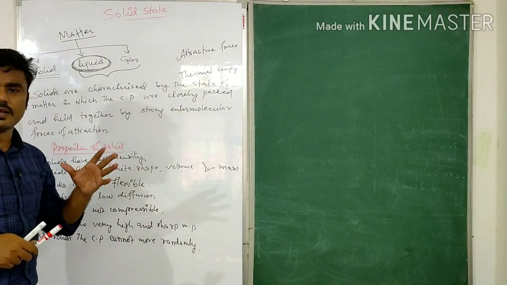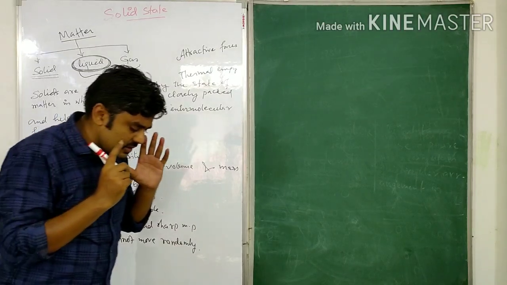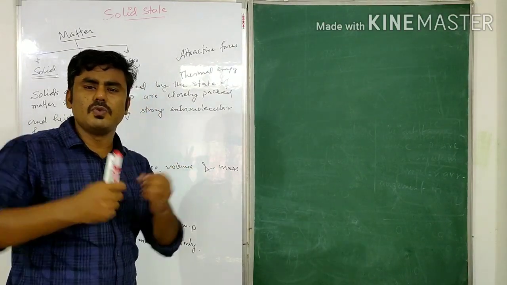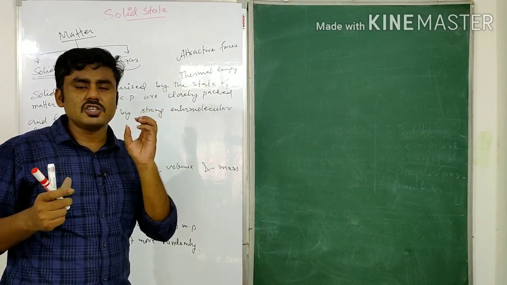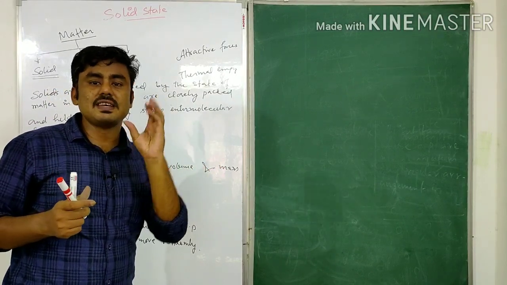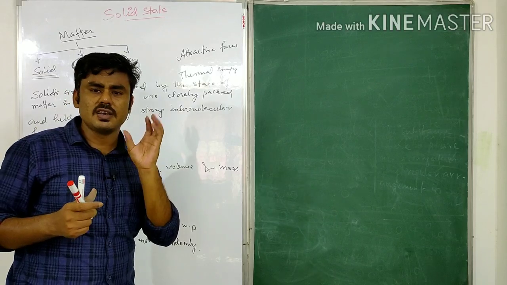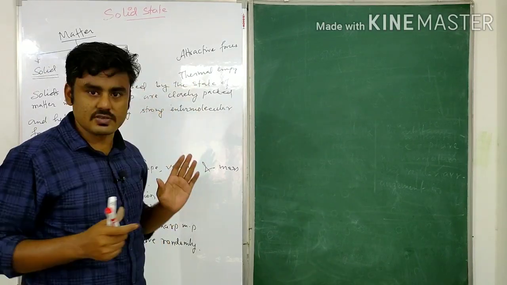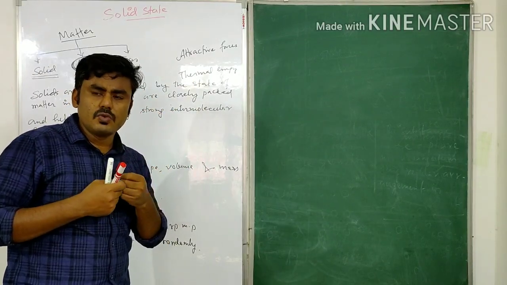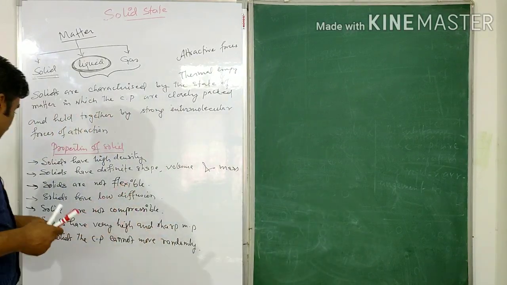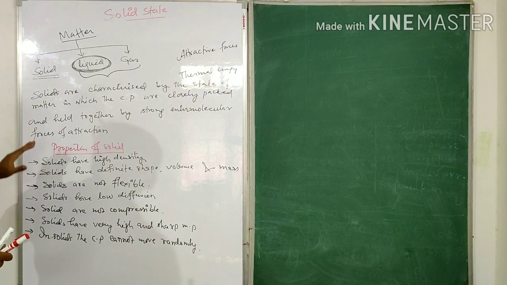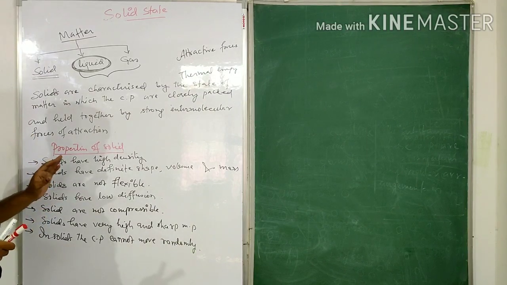If you see in gases, the constituent particles are free to move from one place to another, because in gases the translational motion is the maximum. The translational motion overcomes the attractive forces. That is why they can move from one place to another very easily. So I have written a few of the properties, and many properties are there.